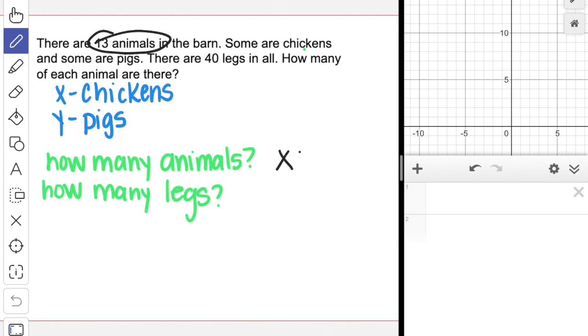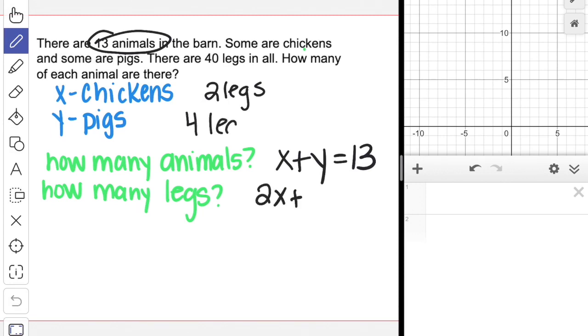It tells me there are 13 animals, so we're going to do x plus y equals 13. The number of chickens plus the number of pigs is 13 total animals. Now, chickens have 2 legs, so this is going to be 2x, plus pigs have 4 legs, so 4y. And it says there are 40 legs in all, so that's going to be 40. They want us to figure out how many of each animal there are, so we're going to solve for x and y.